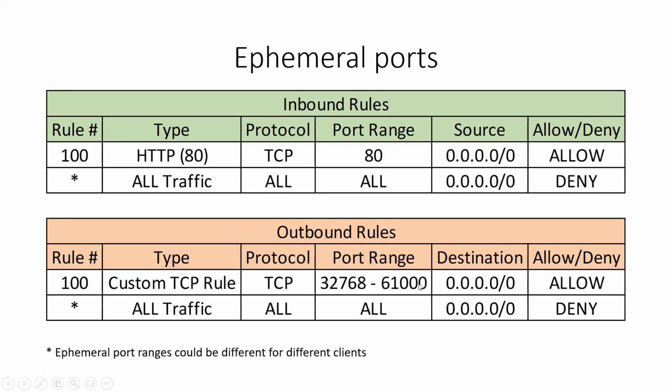But if you identify that one of these ports or some of these ports are malicious and you want to block them, you can do that. But you have to put those deny rules before 100 so that they will be denied. But generally, this ephemeral port range is to send the response back to the client machine.